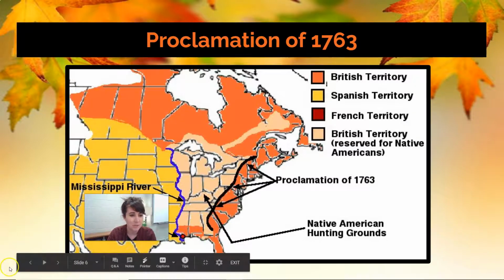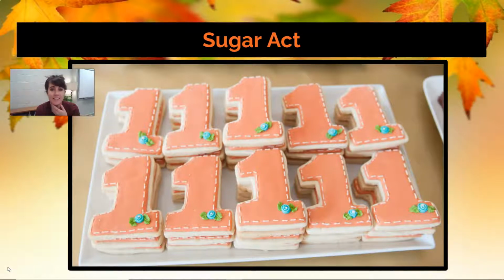Now we get to the good stuff. Now we get to the new stuff. New stuff number one is the Sugar Act. The Sugar Act is the first parliamentary act that's really bent on creating revenue, right? This is an act that is not about regulation. This is an act about money. And so this is the first one. I have the little sugar cookies with the number 1 to help you remember the Sugar Act was the first kind of new tax, if you will.